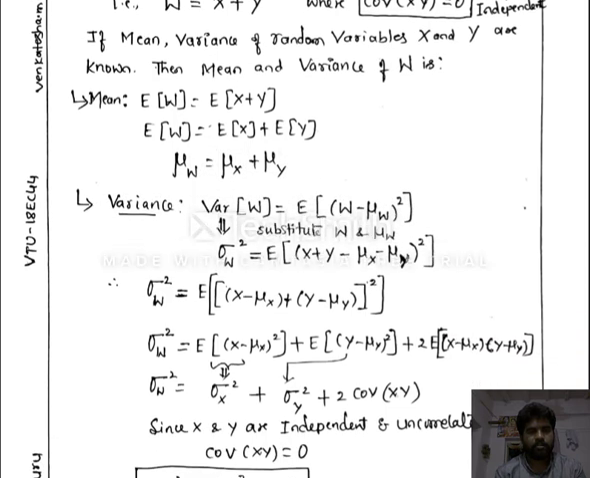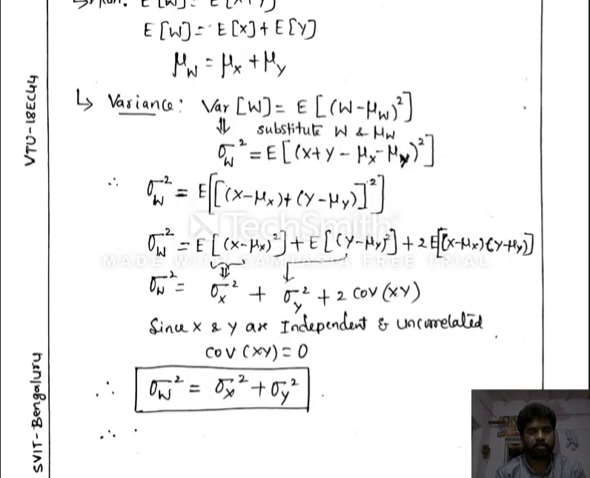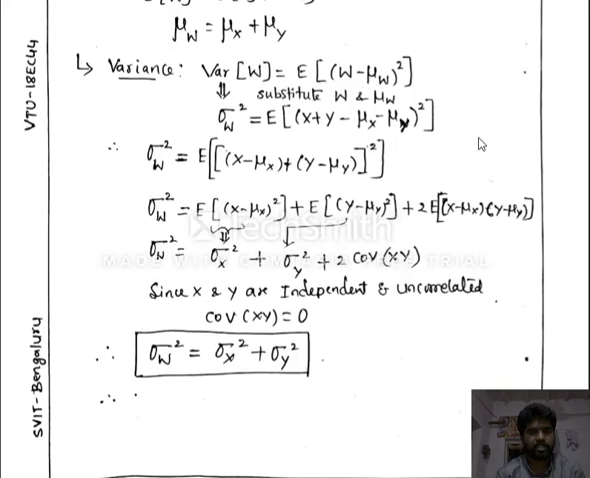Similarly, the variance of the sum of the two random variables x and y can be defined, in terms of w, as the expectation operator operating on w minus mu w whole square, where mu w represents the mean of the random variable w, which is equal to mu x plus mu y, and w is the sum of the two independent random variables x plus y. Substitute the value of w and mu w and simplify the expectation operator.